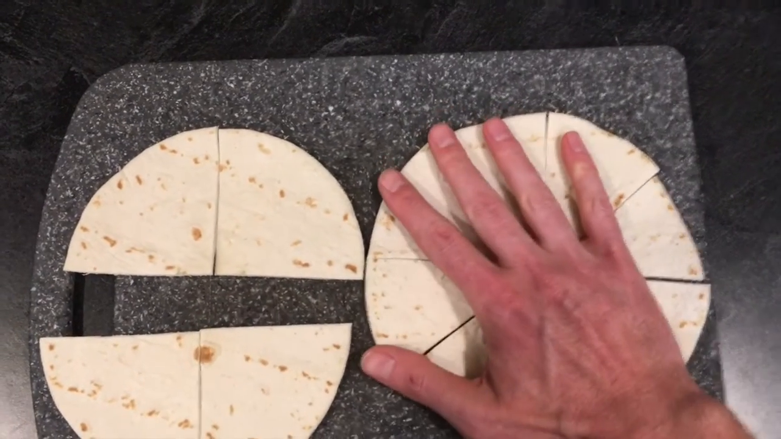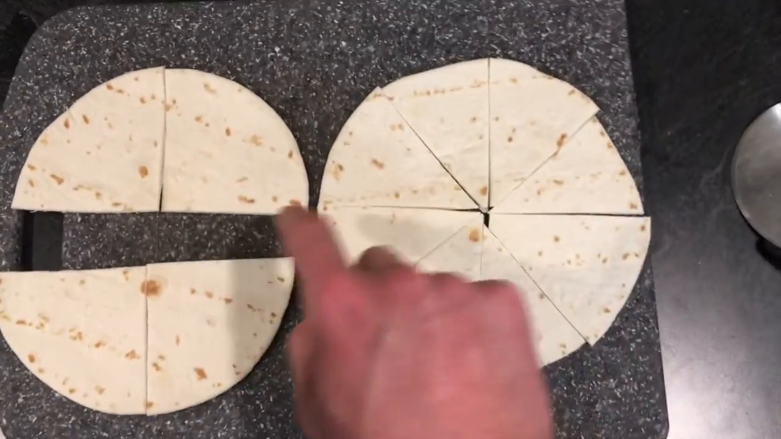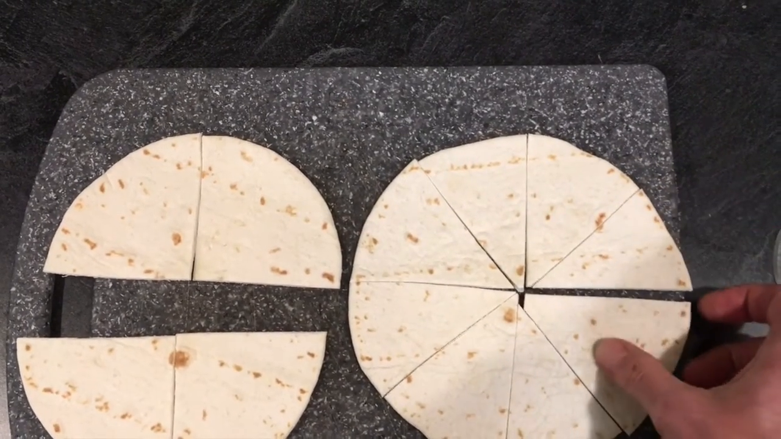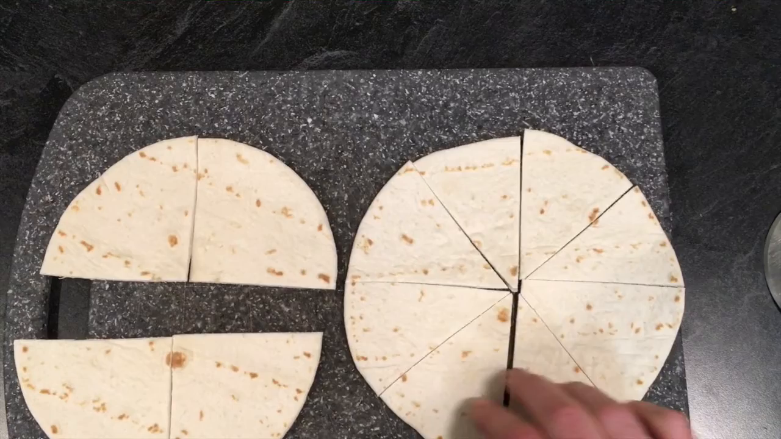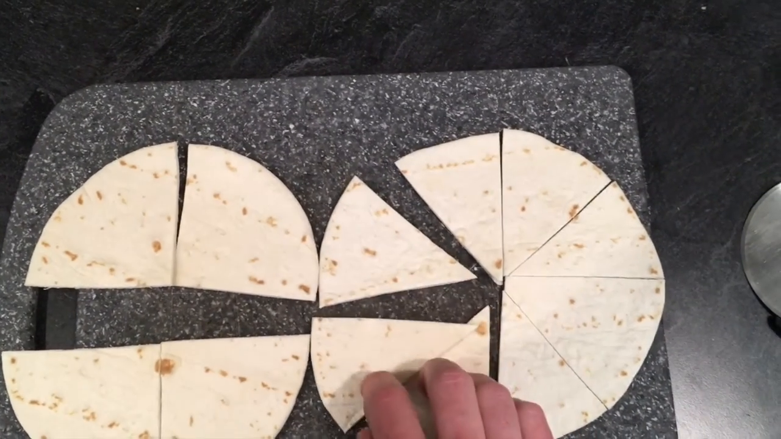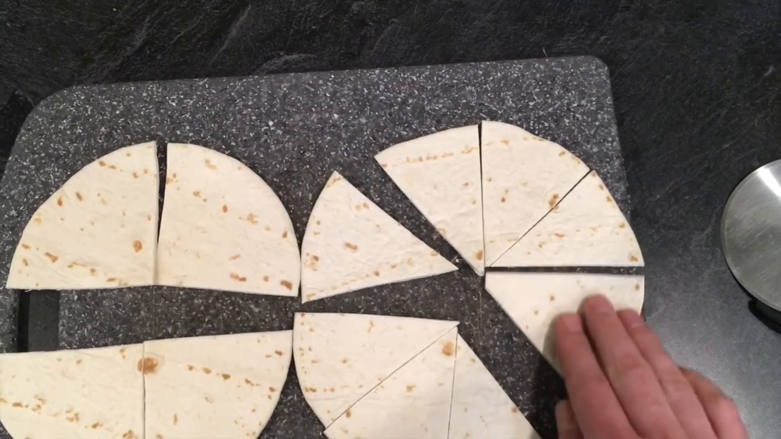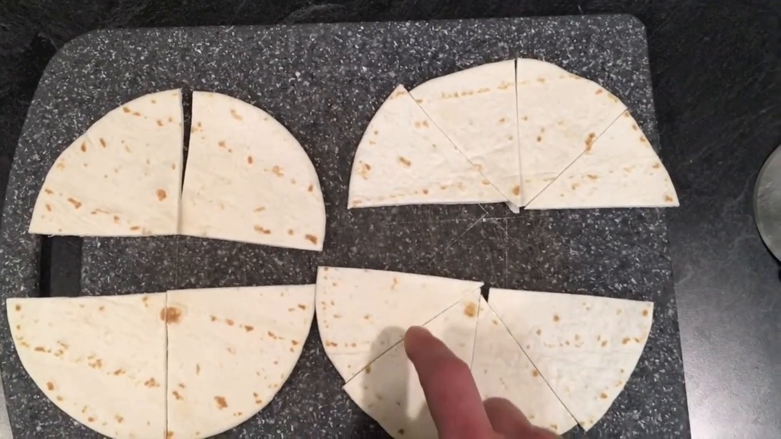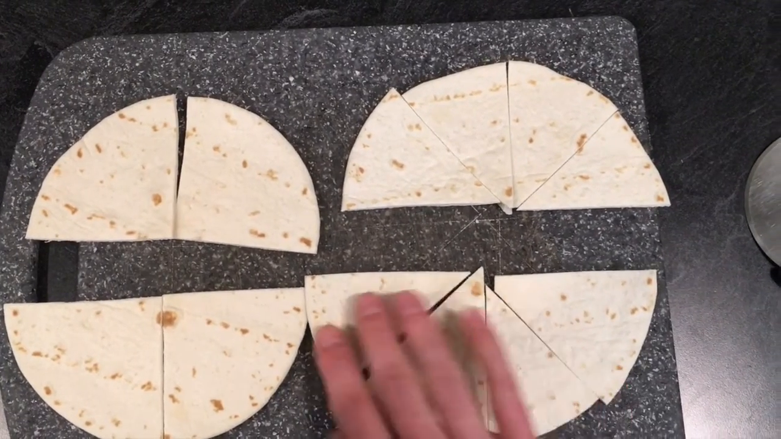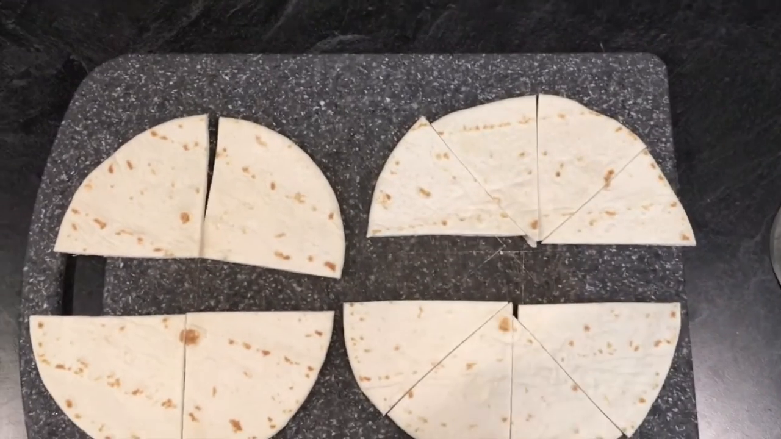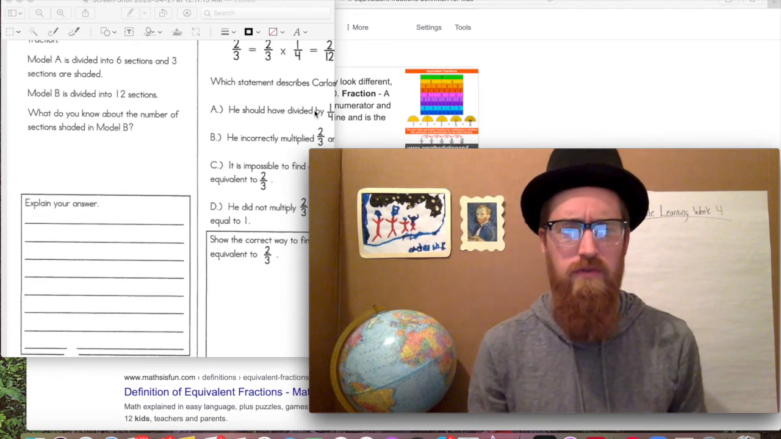How many 8ths would he need to eat to have an equivalent fraction? He would have needed to have eaten 1, 2, 3, 4. 2/4 is equivalent to 4/8. Hopefully that was a little bit helpful.